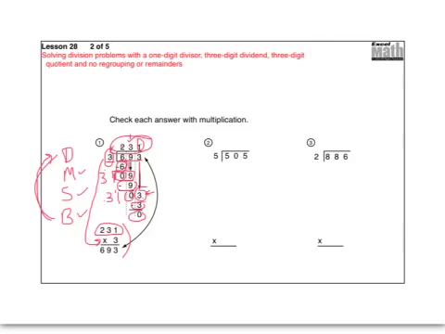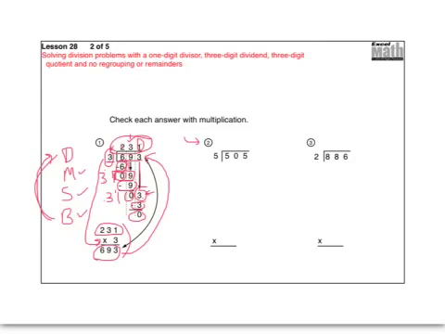And 231 times 3 is 693, which is the same number that's there, so we can feel confident that our answer is correct. All right, I'd like you to try number 2. Pause the video, turn it back on when you have the answer.